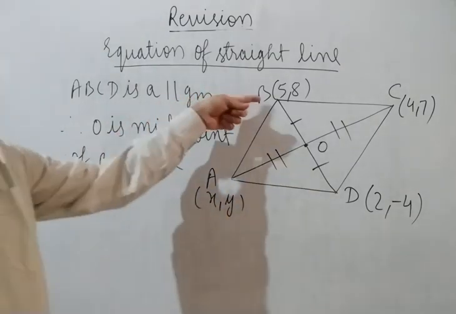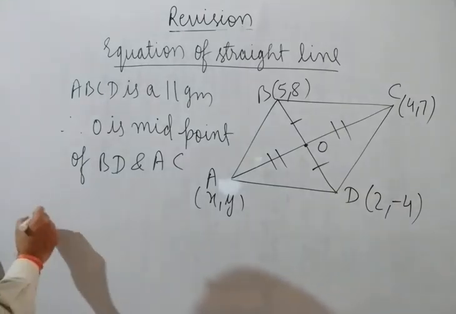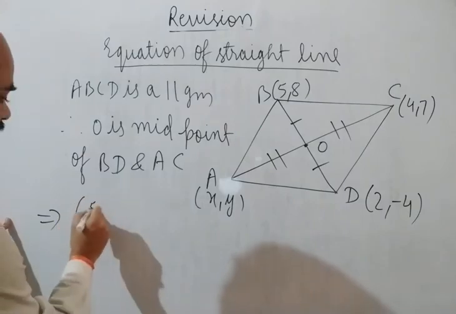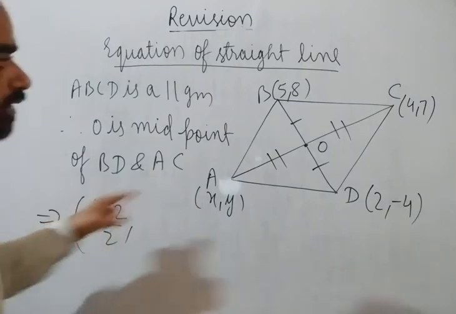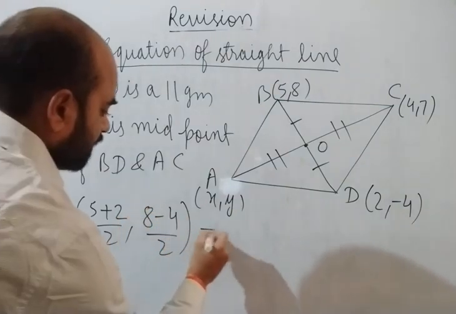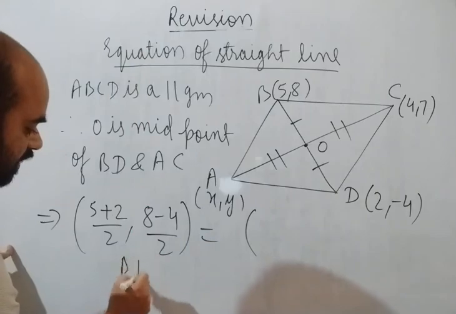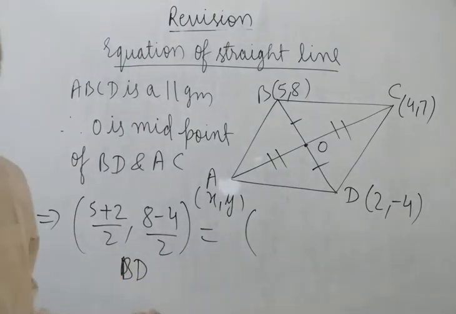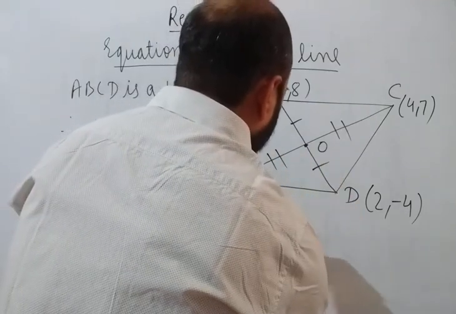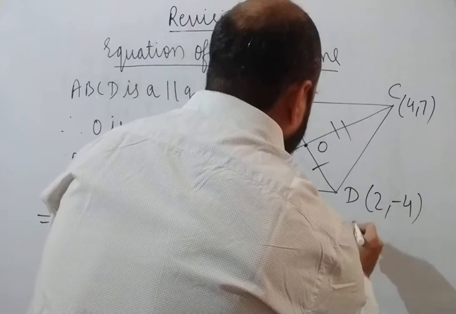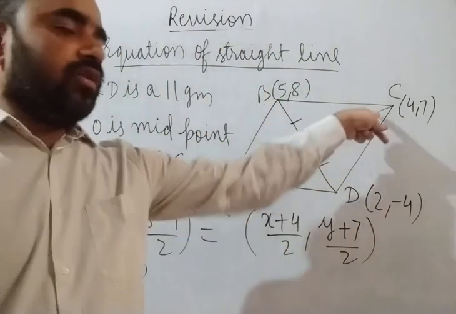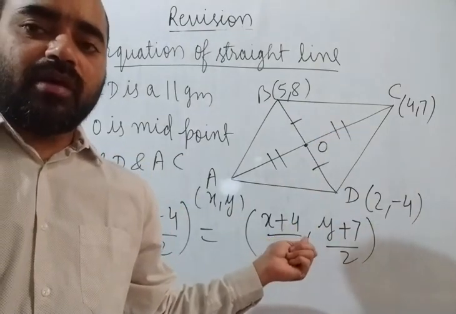So what is the midpoint of BD? Midpoint of BD means (x1 plus x2) by 2, that is 5 plus 2 by 2, 8 minus 4 by 2. This is the BD part. Next, midpoint of AC means x plus 4 by 2 and y plus 7 by 2. Correct? Midpoint of BD is equal to midpoint of AC. Why? Diagonals of a parallelogram bisect each other.